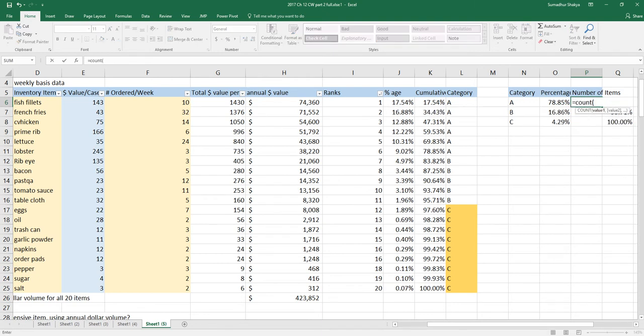I can say count, okay, and then count, or why don't I do this equals COUNTIF, freeze it, comma, this guy here, such that I don't have to do it manually, and I might be wrong there.